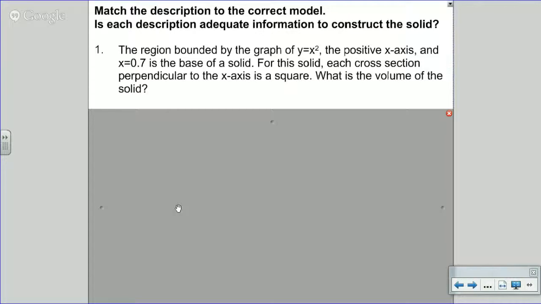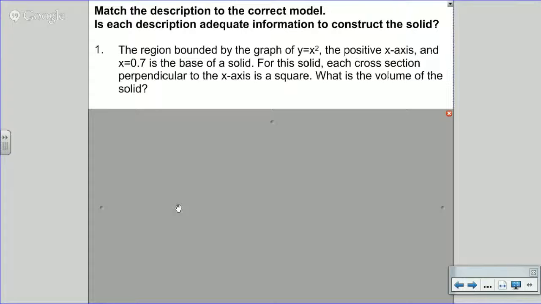and let's take a look at this first description. So again, a lot of words. Let's read it. It says the region bounded by the graph of y equals x squared, the positive x-axis, and x equals 0.7 is the base of a solid. For this solid, each cross-section perpendicular to the x-axis is a square. What is the volume of the solid? So this is what the problem is going to look like.